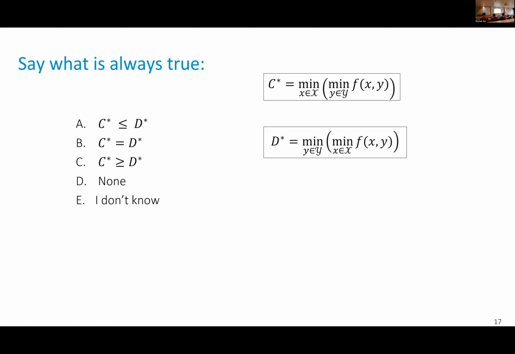I'll close the poll in a few seconds. And here your intuition is perfectly right. The majority says B, which is the correct thing here. So as long as we keep the same operator, min and min, then there is no problem.